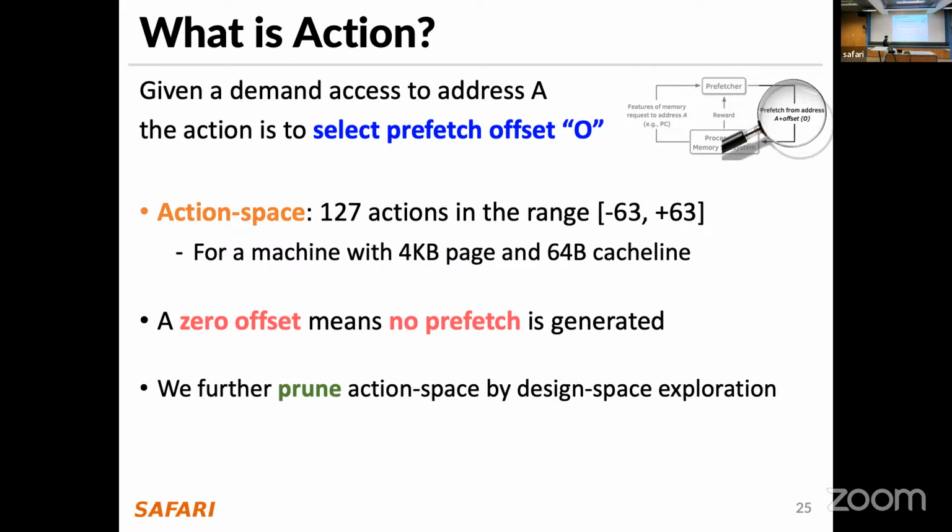So for any cache line in this page, you have a limitation that you can only prefetch cache lines within that page. So from any cache line that is demanded, you have the possibility of going either ahead of it or behind it, so that's +63 to -63. That's the range. So essentially we are looking at 127 actions in this case. But also consider that a zero offset is a valid action. Zero offset means that Pythia is essentially deciding, you know what, I don't want to prefetch anything.